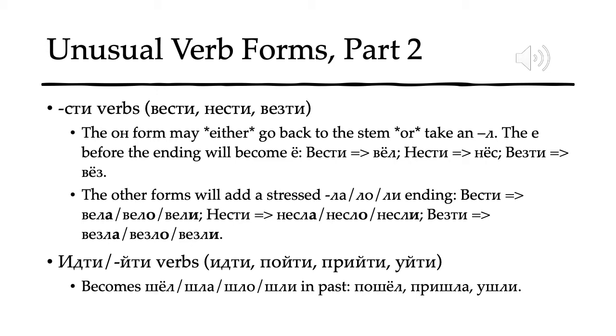And then we have these ти verbs, and they have their own special past tense. And it's the same whether it's just the original идти, to go by foot in one direction, or if it has a prefix like пойти, прийти, or уйти. In either case, the ид becomes шёл in the masculine, шла in the feminine, шло in the neuter, and шли in the plural. So, он пошёл, она пришла, они ушли.